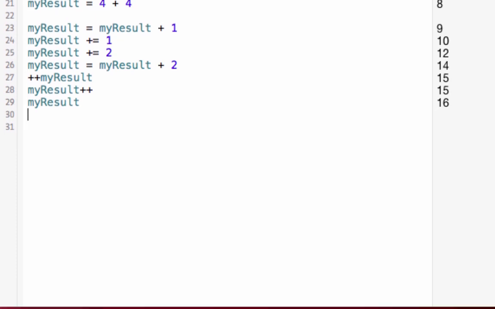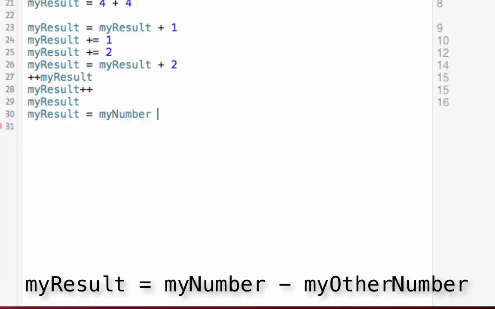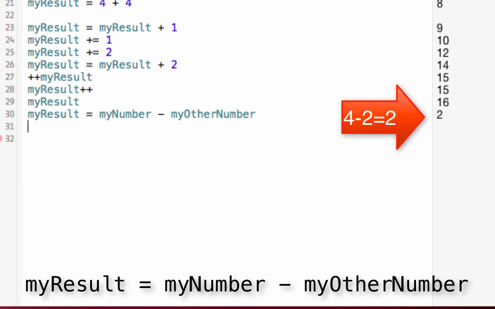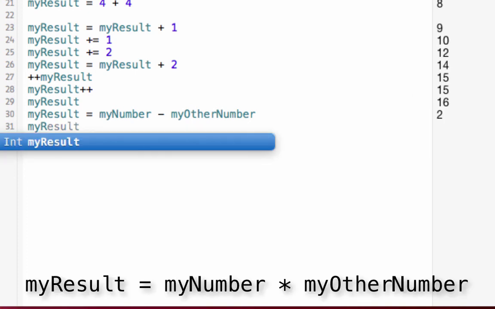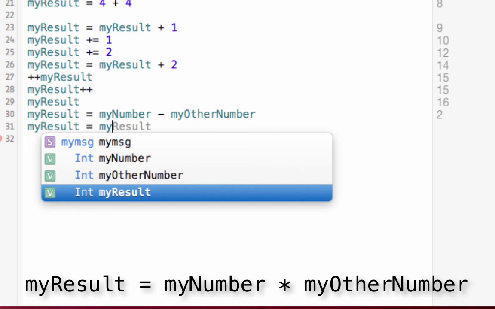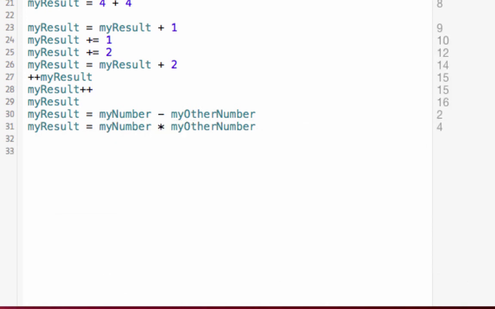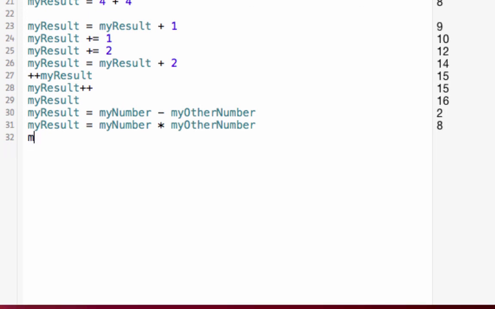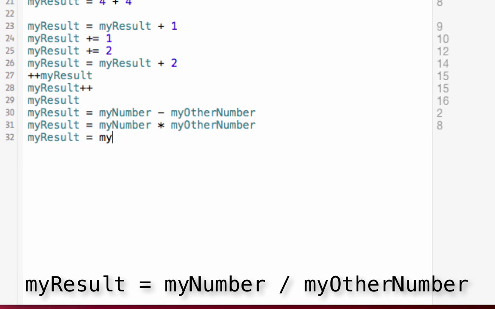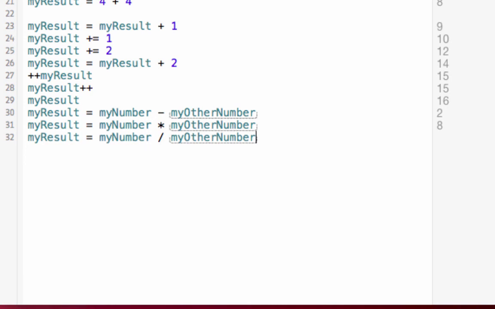That is not all we can do. We can subtract, multiply, and divide as well. For example, myResult = myNumber - myOtherNumber subtracts myOtherNumber from myNumber. We use an asterisk for multiplication, so myResult = myNumber * myOtherNumber multiplies myNumber by myOtherNumber. We use a forward slash to divide. Try myResult = myNumber / myOtherNumber. This divides myNumber by myOtherNumber, giving an integer result.